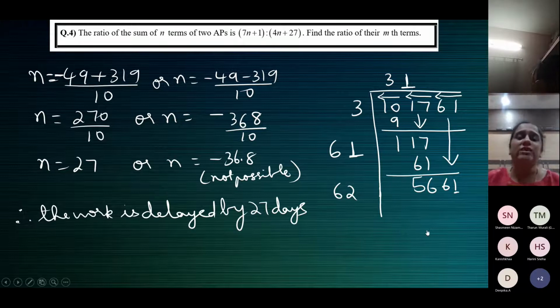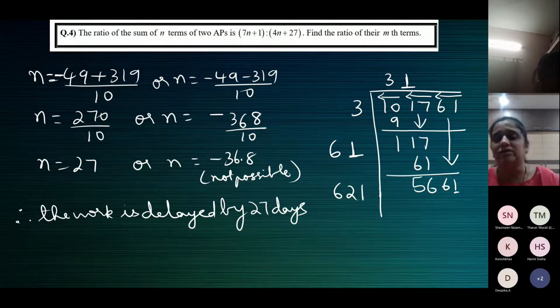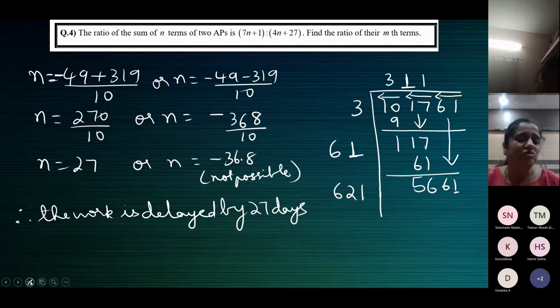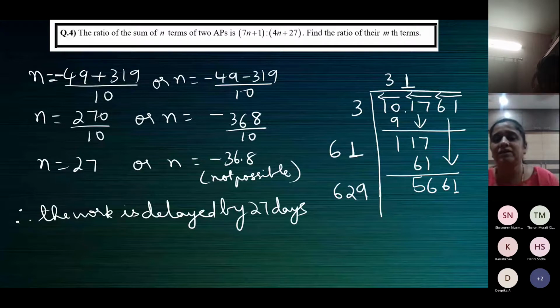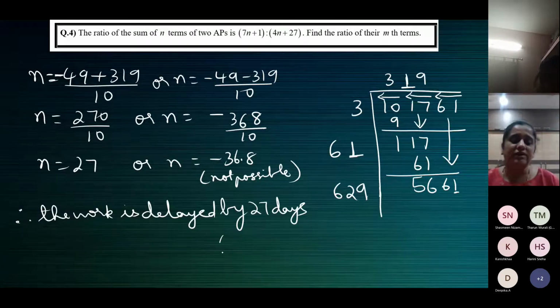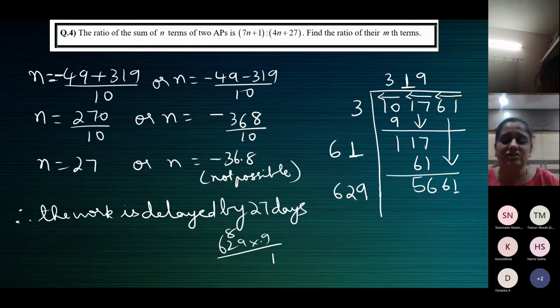So when can you get 1? 1 ones are 1. 9 nines are 81. So either you have to write 1 here, so it will be 621. No, but this is 5661. So it has to be 9, because only 9 nines will give you 1 in the units place. So 629 into 9. 9 nines are 81, 1 and 8 carry over, 9 twos are 18, plus 8, 26, 2 carry over, 9 6s are 54, 56.